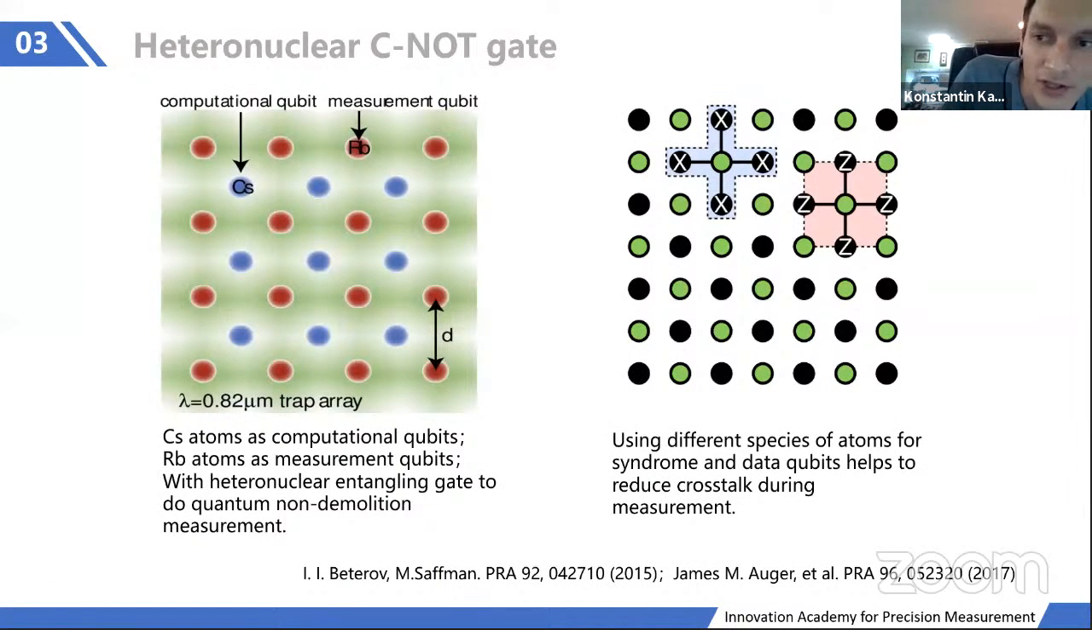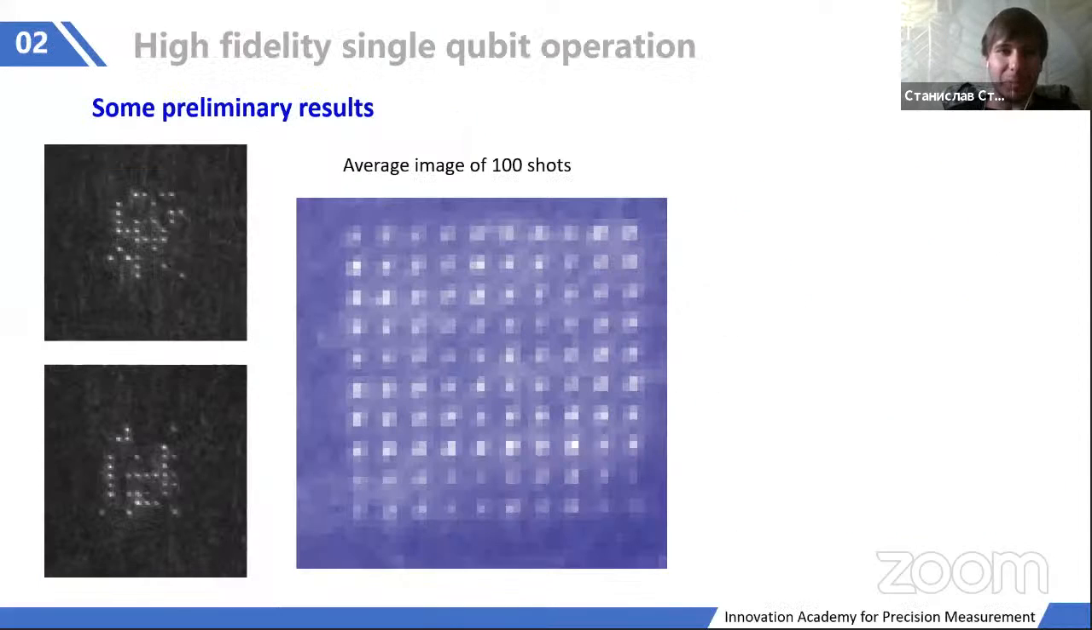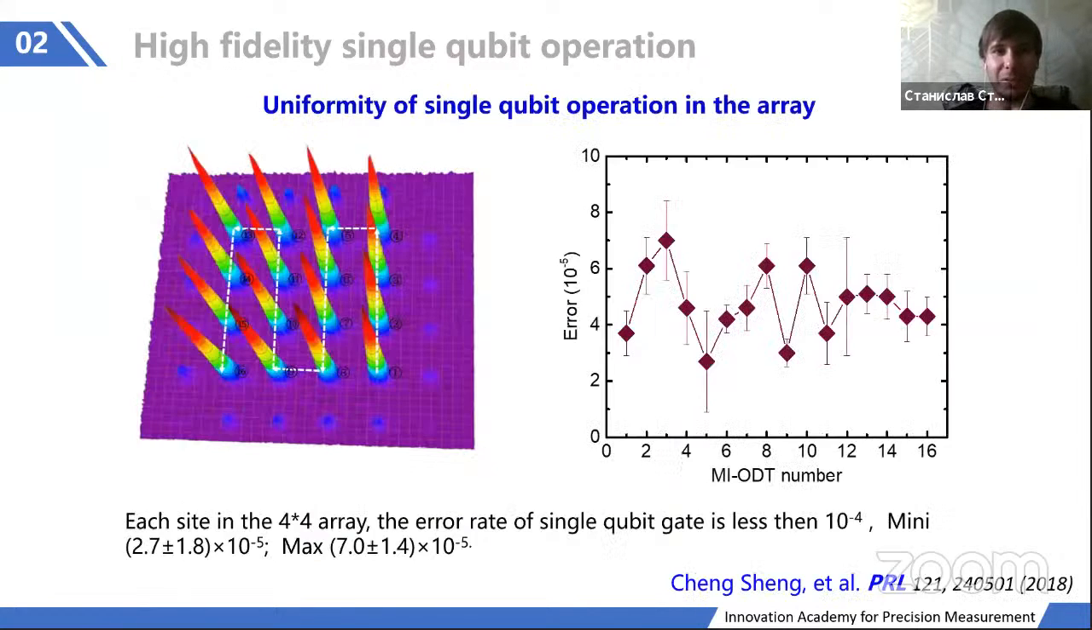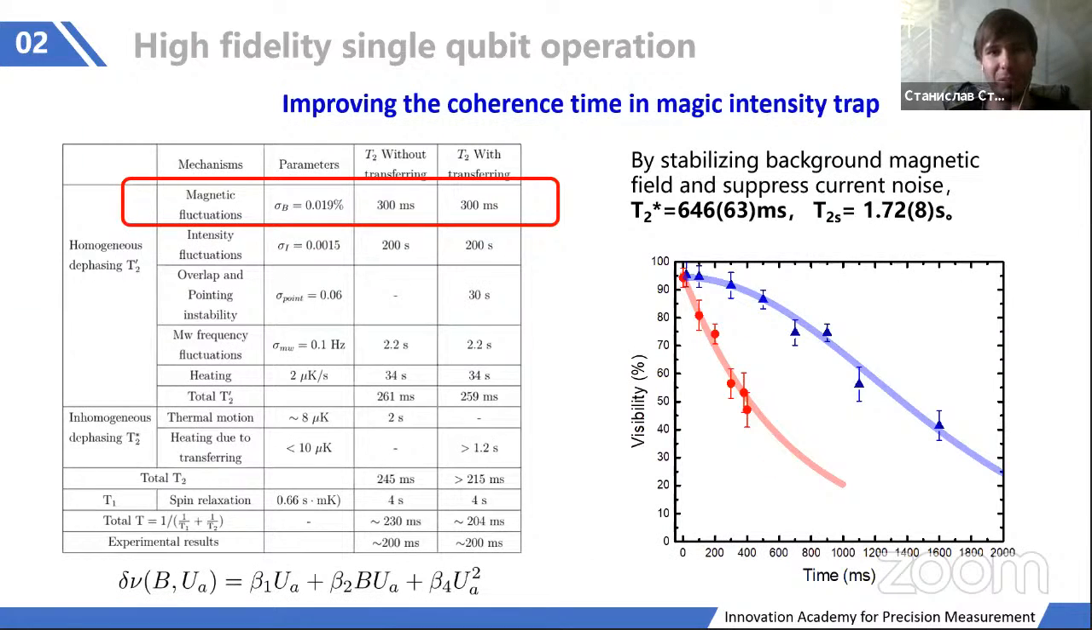Excuse me, we have a question from Stanislav. Yeah, I just wanted to ask, you said that you have implemented some active feedback on the magnetic field to stabilize it. So what was the error signal? How do you actually implement the feedback?